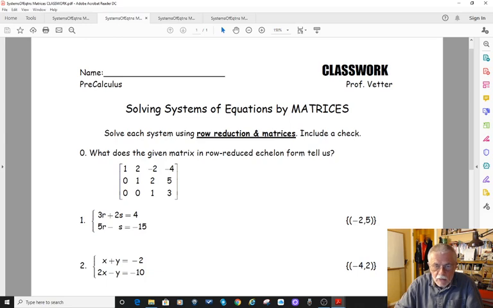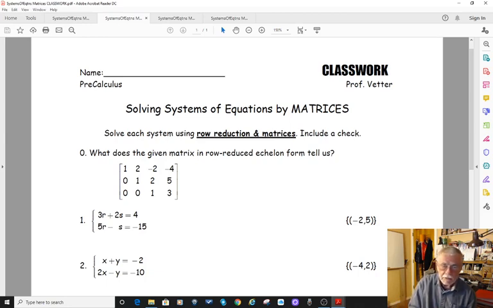Right now, this is part 3 of solving systems of equations by matrices. And we're going to spend time on the classwork and the homework problems which were posted on Blackboard, and the solutions are posted as well. Okay, so let's go step by step.